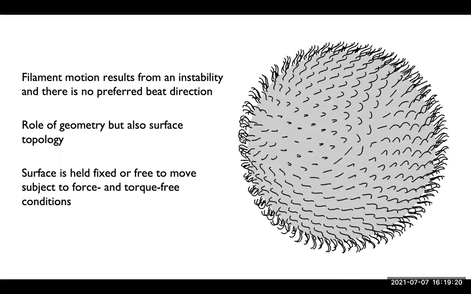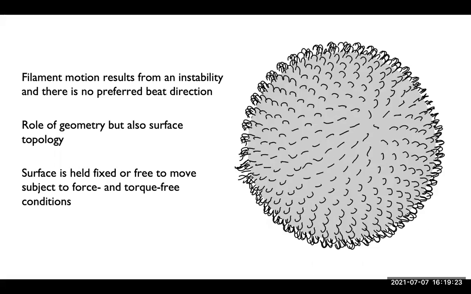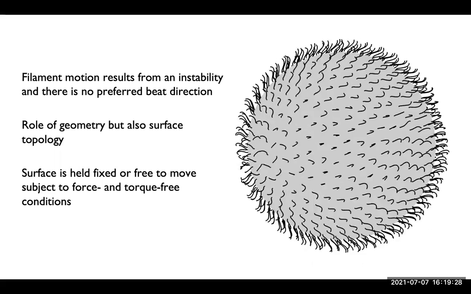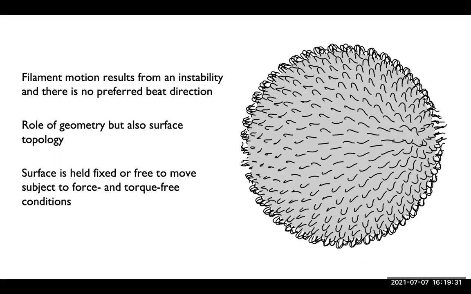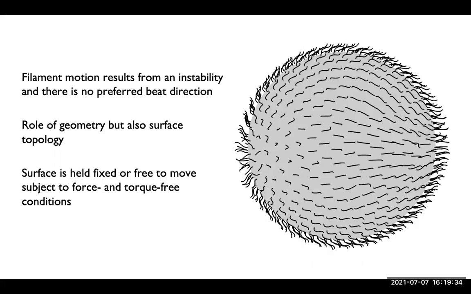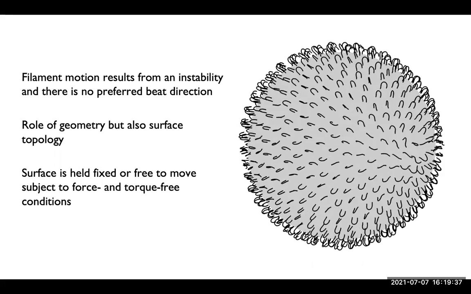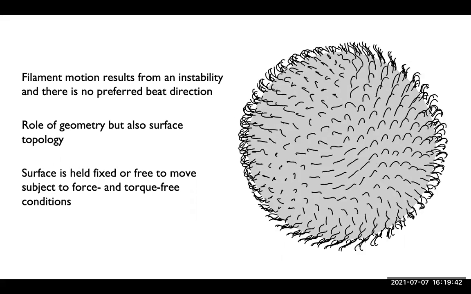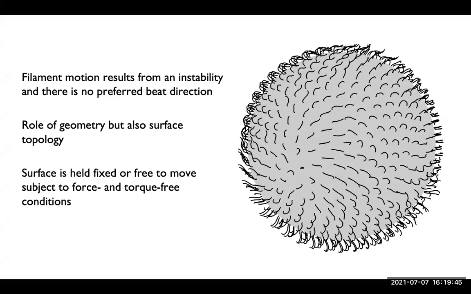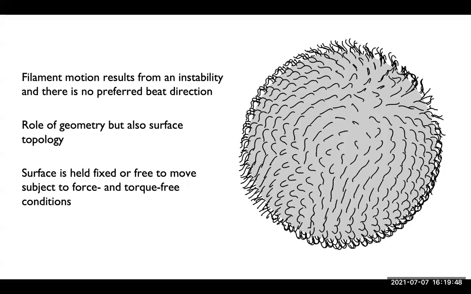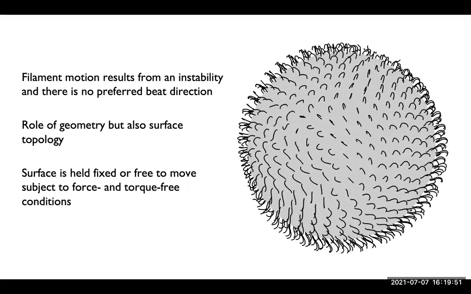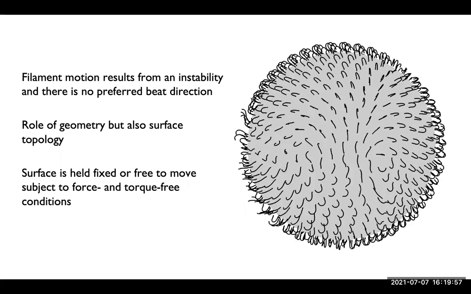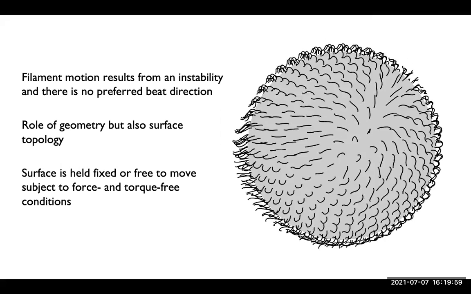Okay, and the final aspect that we wanted to address is, if you allow for coordination, how does that allow for the underlying surface to move? And is there a difference between allowing the underlying surface to move, subject to a force-free and torque-free condition, or holding it fixed? Do you get two different kinds of coordination depending upon the conditions of the underlying surface? Okay, so these are three things we wanted to address all simultaneously, but they're also related to one another.